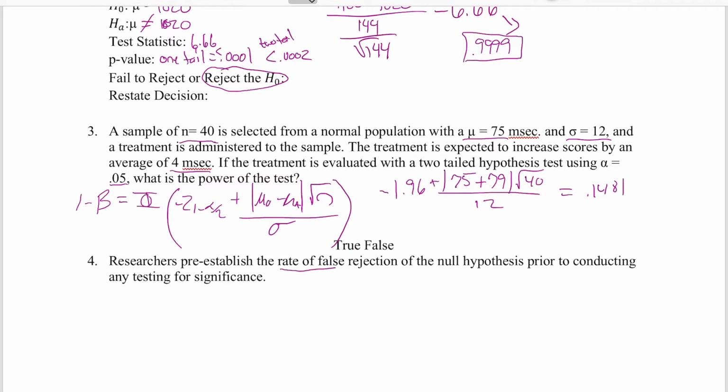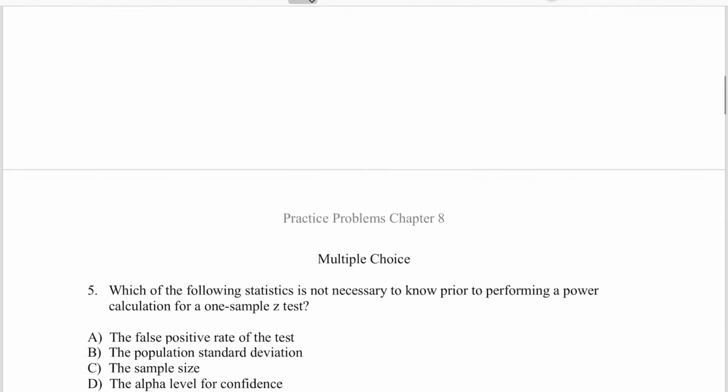So number 4 here: researchers' pre-established rate of false rejection. Another name for false rejection will be our alpha level. So do you set an alpha level prior to conducting a test for significance? The answer is true, you do, and you don't change it.